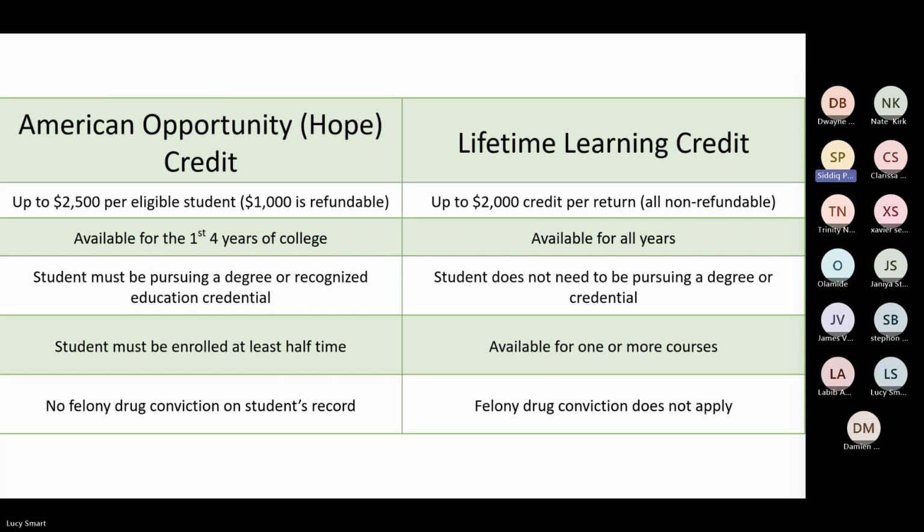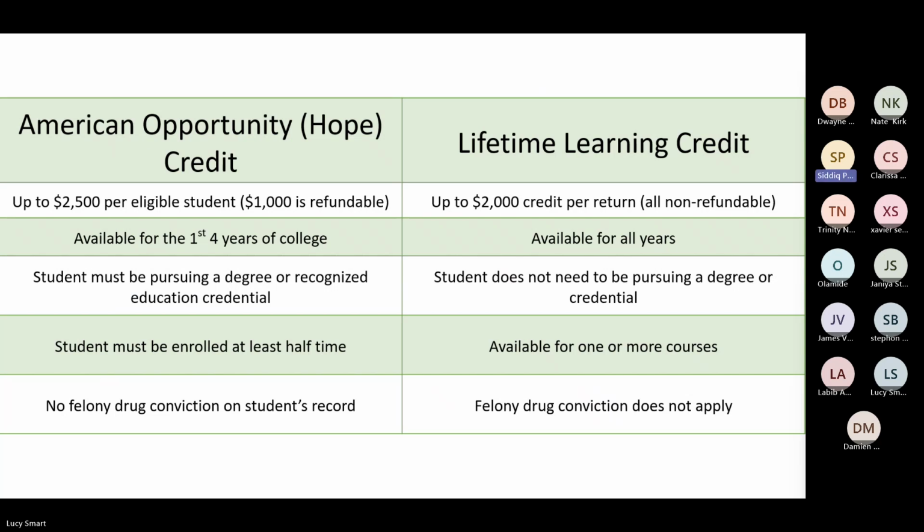So now that we know who's eligible, let's talk about the two education credits taxpayers may claim. There's the American Opportunity Credit, also called the Hope credit, and the Lifetime Learning Credit. The American Opportunity or Hope credit is a partially refundable credit worth up to $2,500 per student. $1,000 of that amount may be refundable, and the AOC is worth a lot. But the eligibility is very, very specific. It is only available for students in the first four years of their higher education, and they must be pursuing a degree and be enrolled at least half time in an accredited institution. The student also cannot have a felony drug conviction.